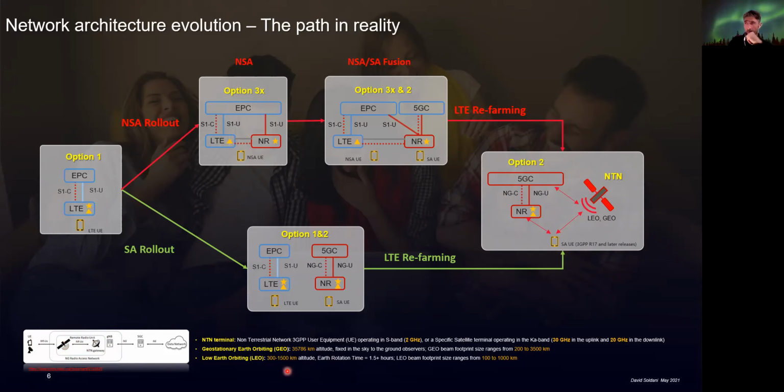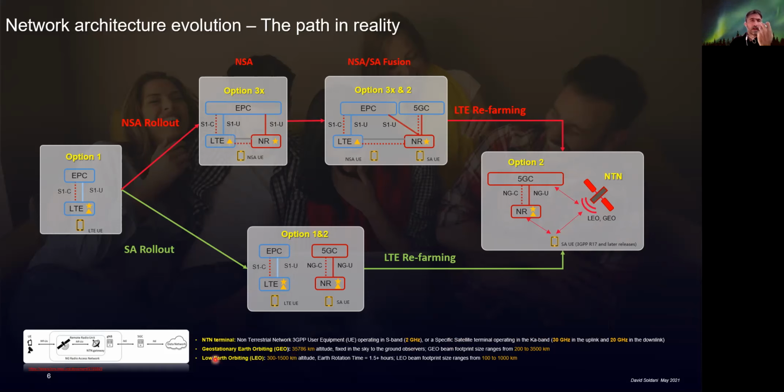The transmission of the mobile phones, if you think of having a simple terminal, will be at 2 gigahertz in the S-band, but there will also be specific satellite terminals that will operate in the Ka band, which is basically in the 30 gigahertz in the uplink. So from the terminal to the satellite, in the downlink, will be 20 gigahertz.